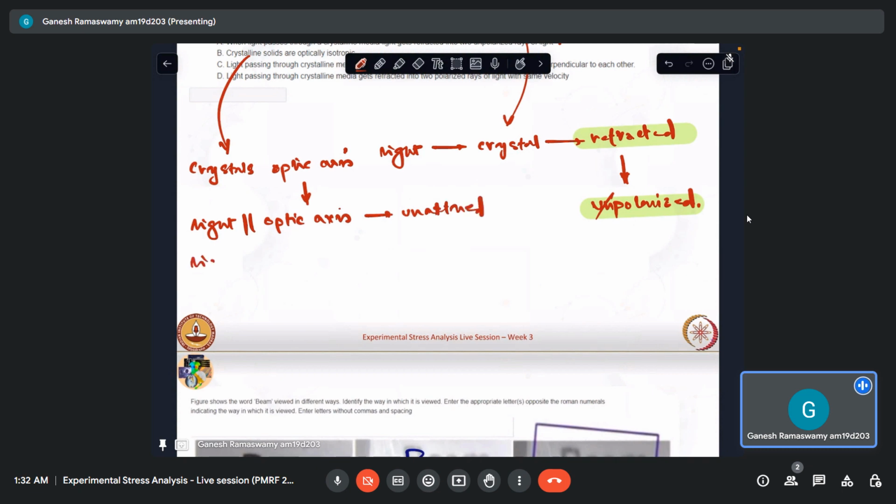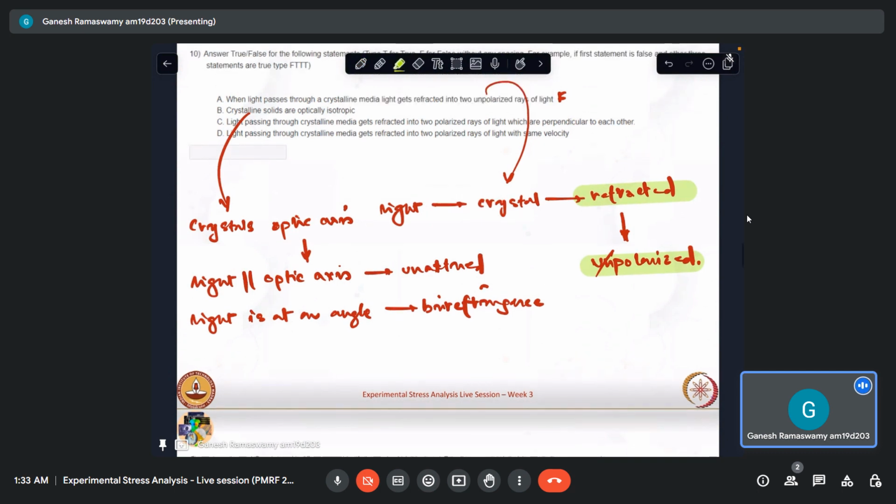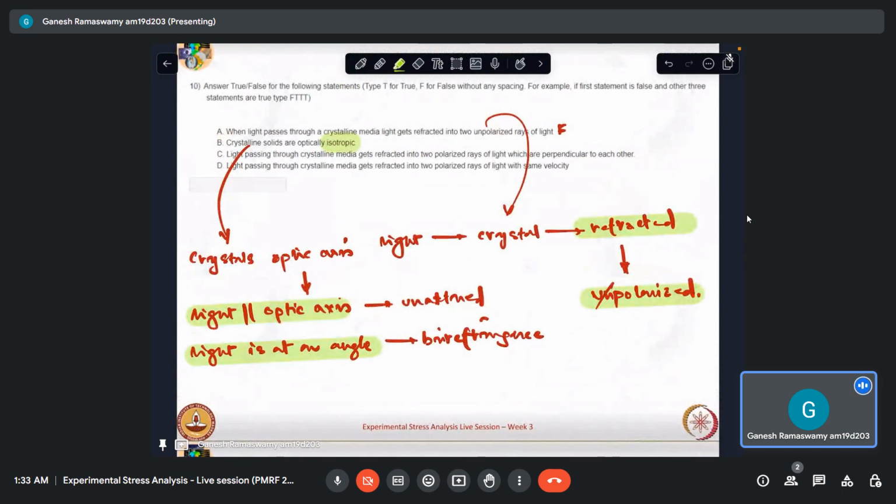If it is at an angle, then it shows a birefringent phenomena. And when it is at 90 degrees, both the refracted rays travel in the same direction but with different velocities and so on. But essentially these two statements tell us that there is some directional dependence, and isotropy implies that it is independent of the direction, which is why this statement, crystalline solids are optically isotropic, is false. It is anisotropic.